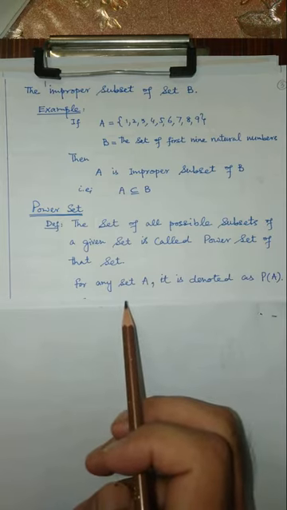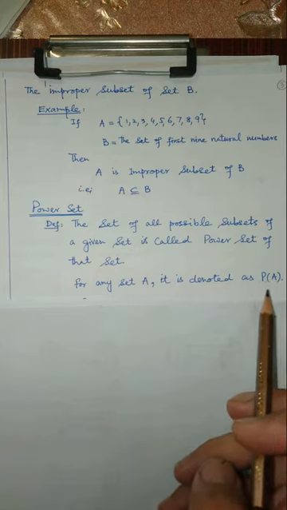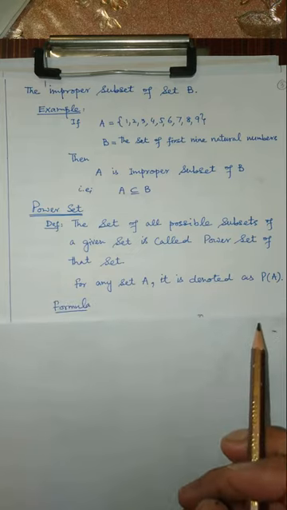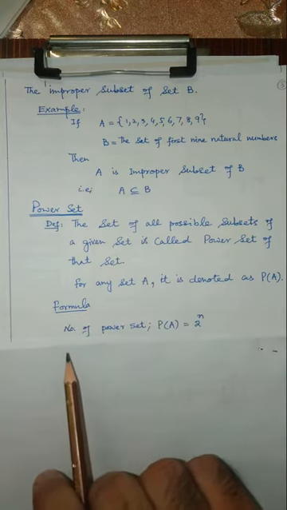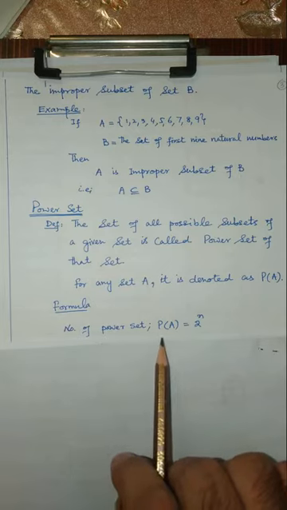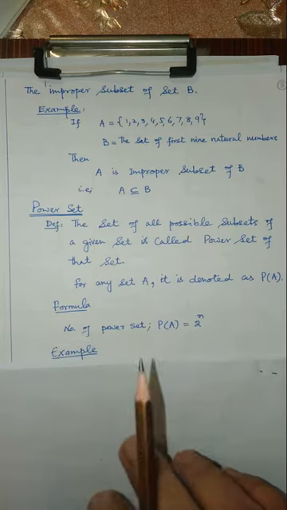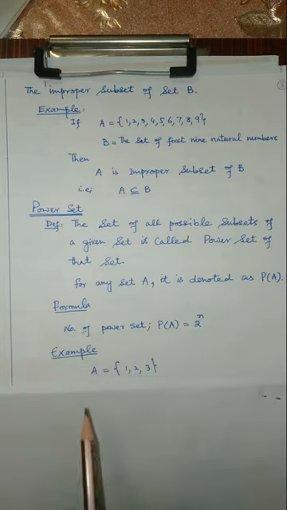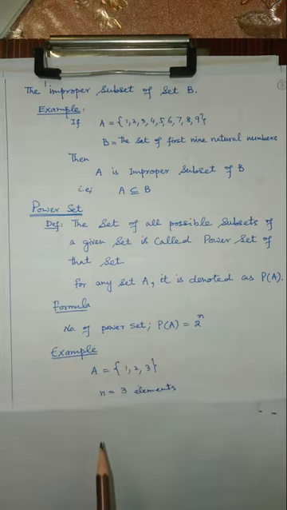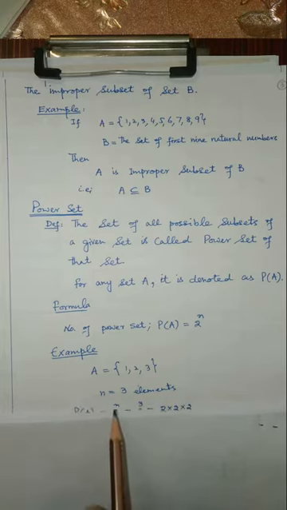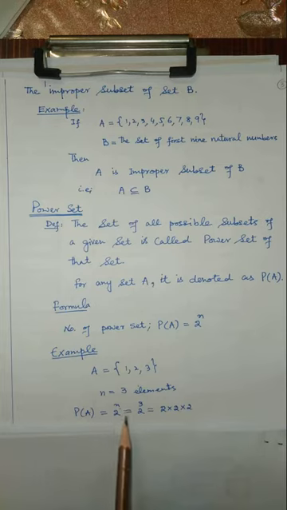For any set A, it is denoted by P of A, power set of A. P of A means power set of A. Formula: to find out power set, the number of elements in P of A is equal to 2 power n, where n represents the number of elements in the given set. For example, if we have a set A which has elements 1, 2, 3, now the number of elements is 3. Now P of A is equal to 2 power n, so 2 power 3.